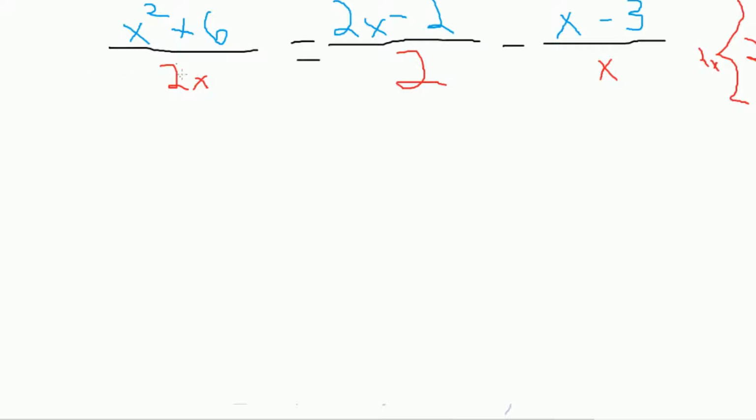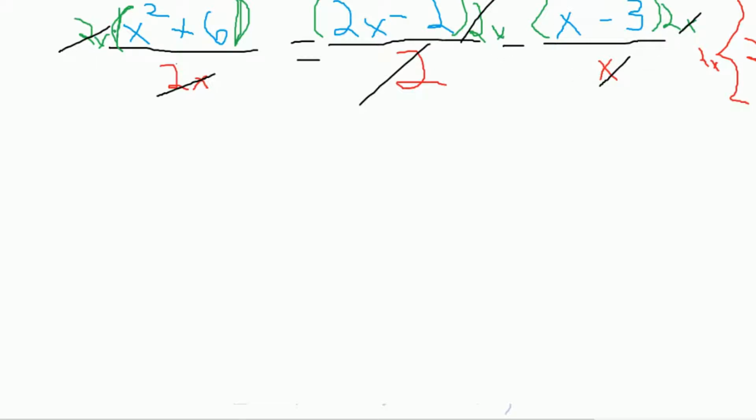I'm going to write this in green. Multiply every denominator by 2x. And then you're going to cancel out stuff in the denominator. You cancel out 2x over 2x in the first fraction. You cancel out this 2 and this 2 in this fraction. And you cancel out this x and this x in this fraction.